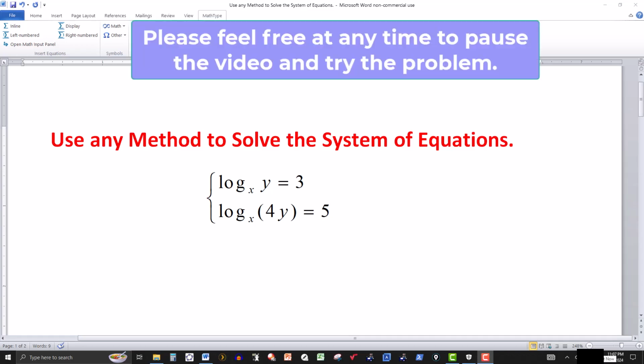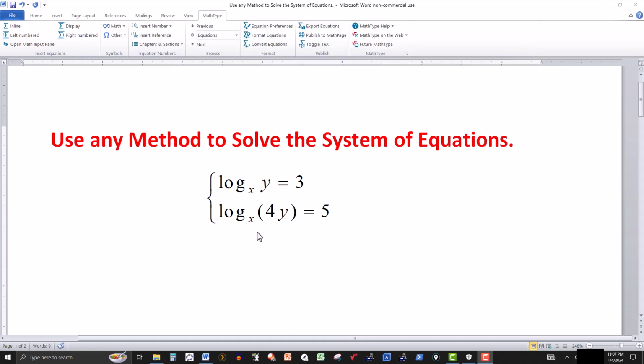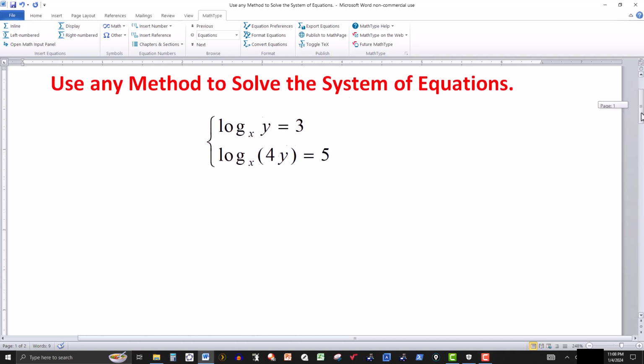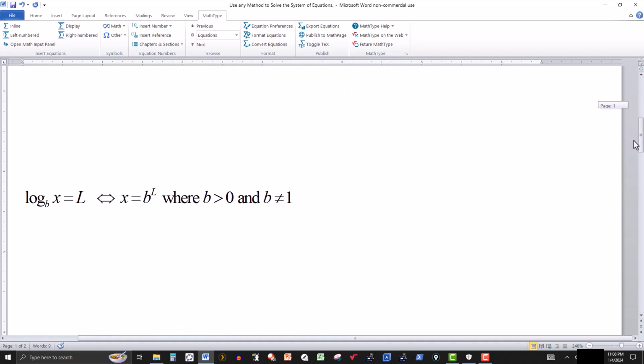In this video, we want to solve this system of equations involving logarithms. So for the first equation, we have the log of y to base x equals 3. The log of 4y to base x is equal to 5. So the main thing we're going to use here is the definition of a logarithm.